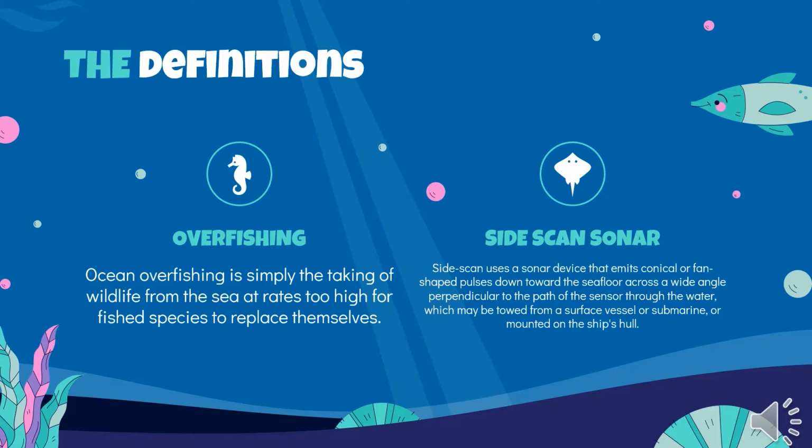Side scan sonar uses a sonar device that emits conical or fan-shaped pulses down towards the sea floor across a wide angle perpendicular to the path of the sensor through the water, which may be towed from a surface vessel or submarine or mounted on the ship's hull.